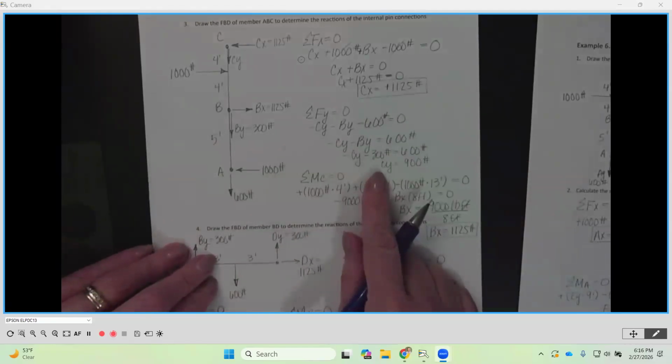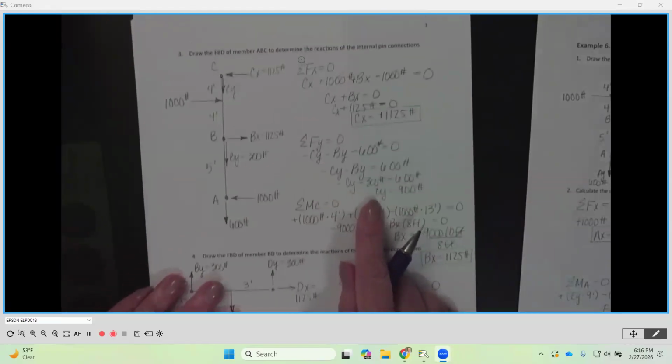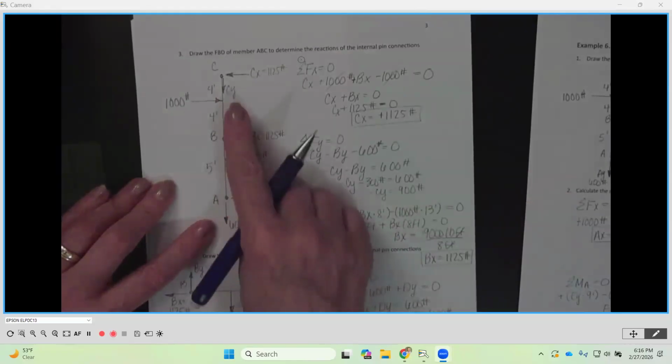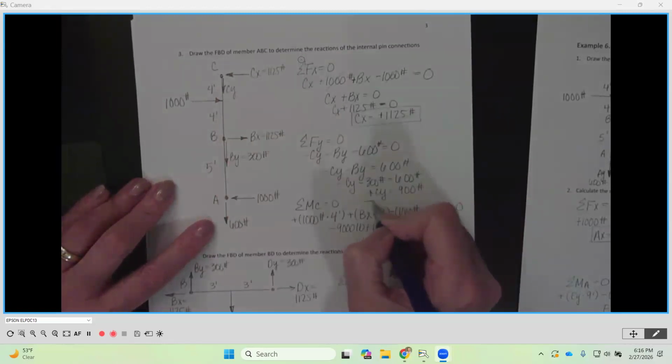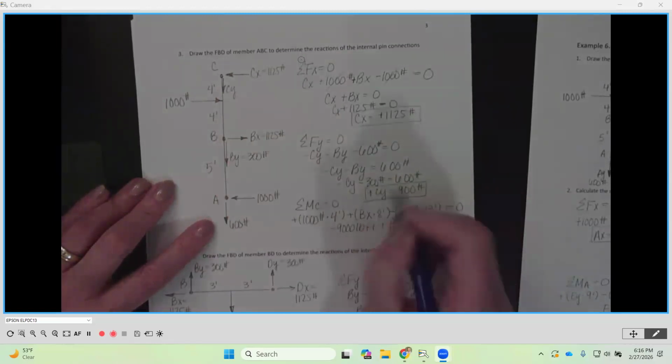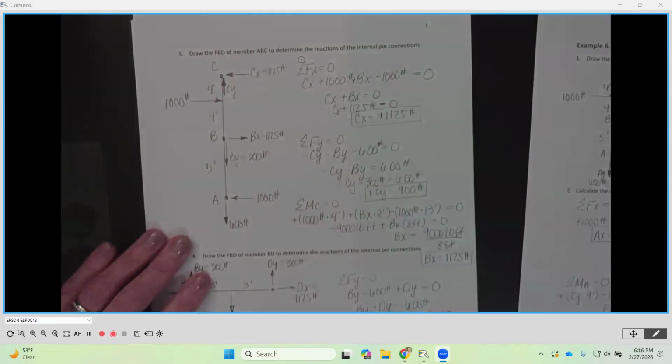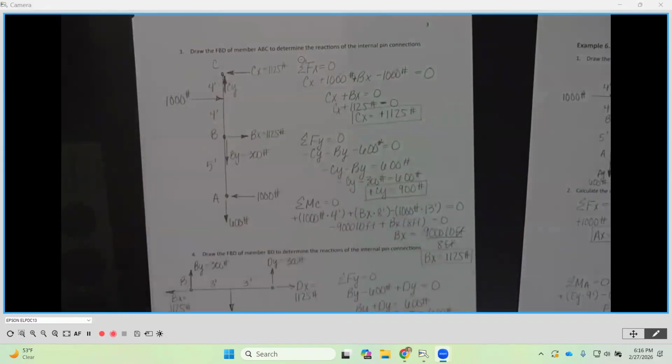Negative is not good, and it kind of makes sense. We had these all going down. The 600 was going down. We determined the 300 is going down. We have to have something going up, right? So CY is going to need to go up. So we're going to make it positive over here. We never leave a final answer as a negative. And then we're just going to erase the direction of CY, and change it to go up. So make sure it's up on this member, okay?